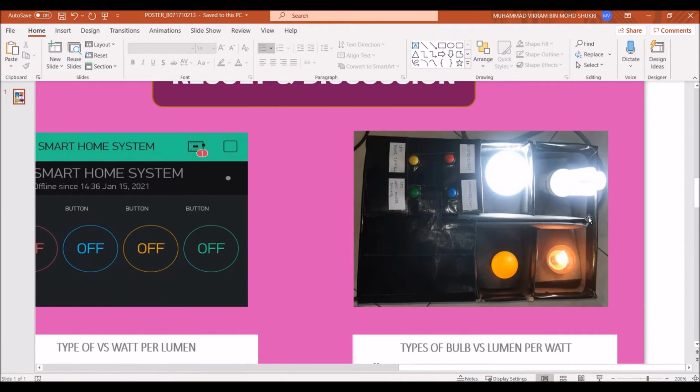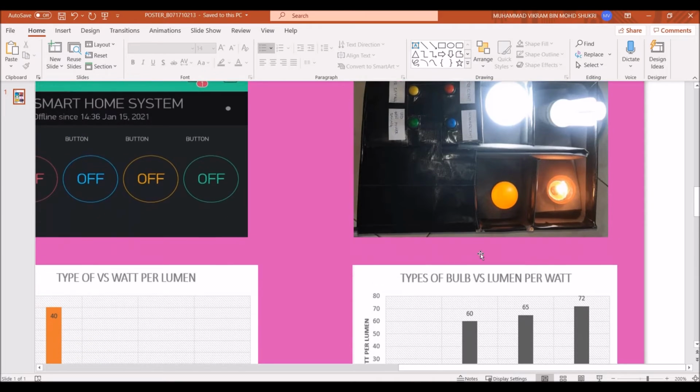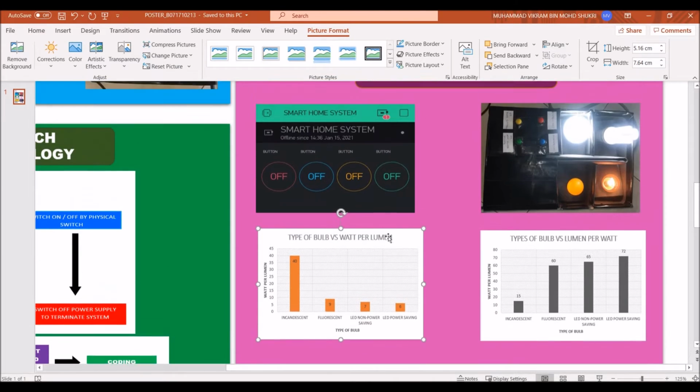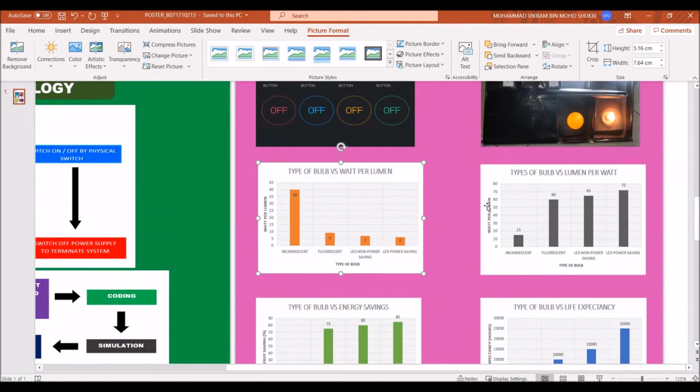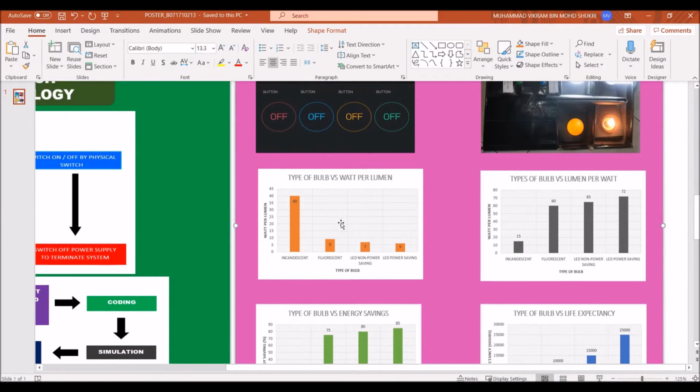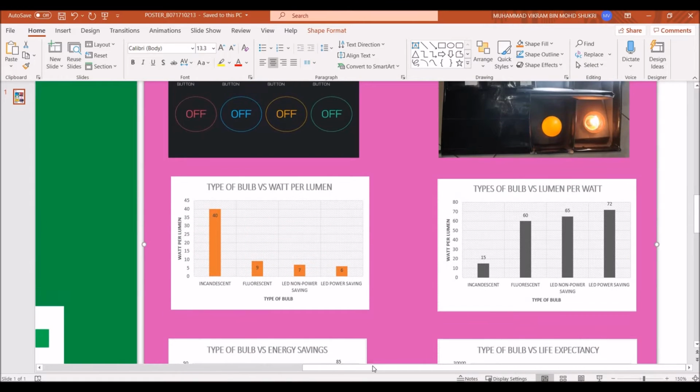As you can see here, these are the four bulbs. Next, I got a few results from my project since my project was a success. So let's see our first bar chart.